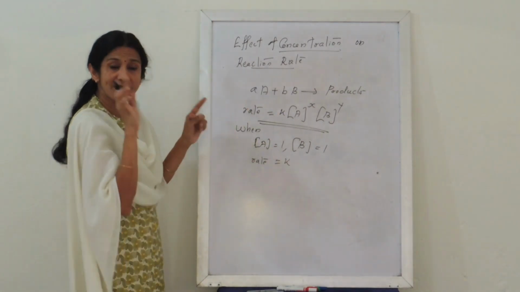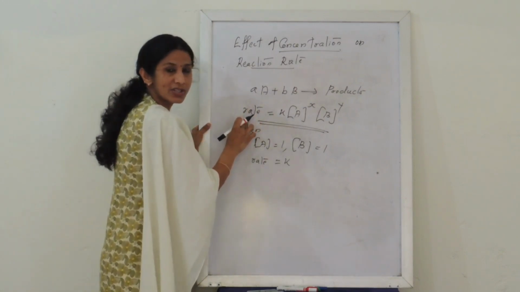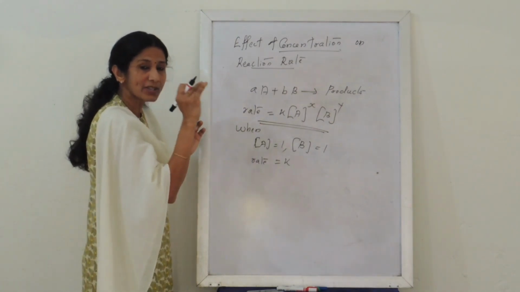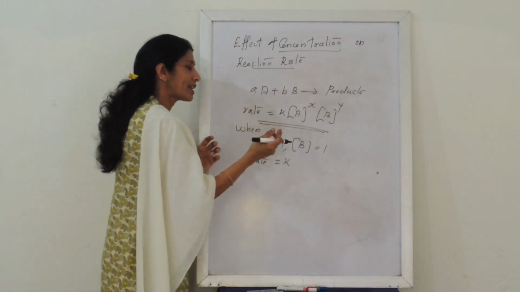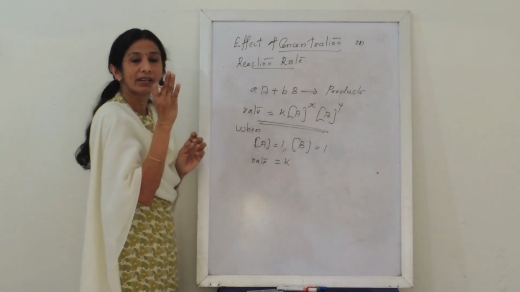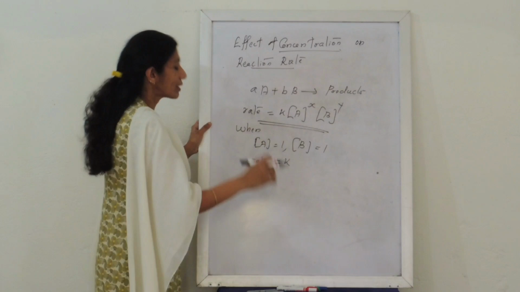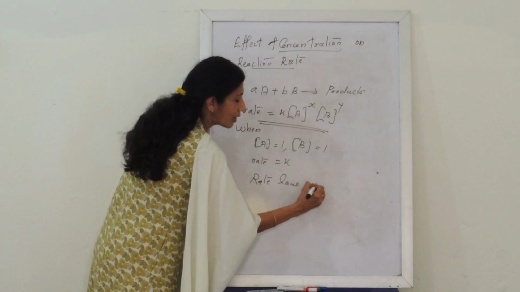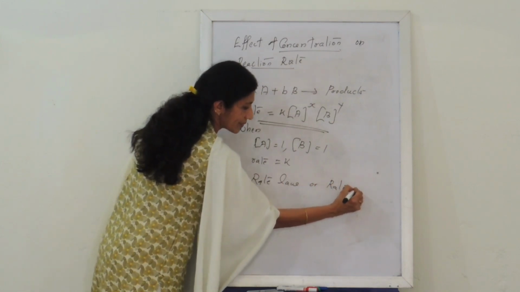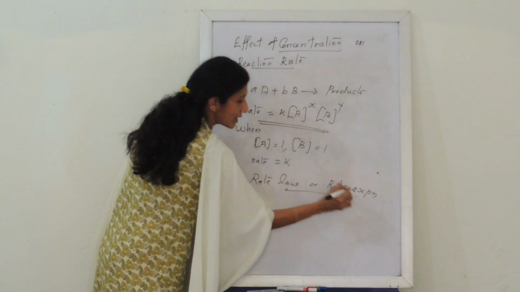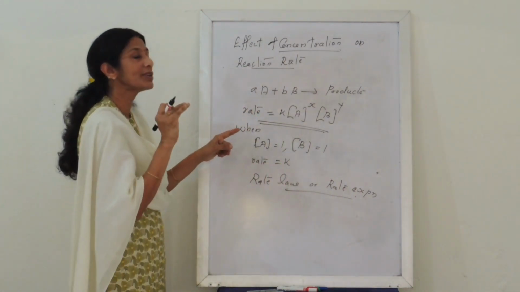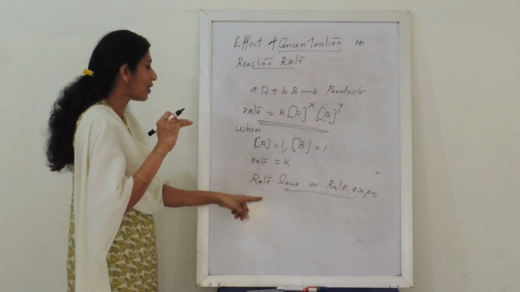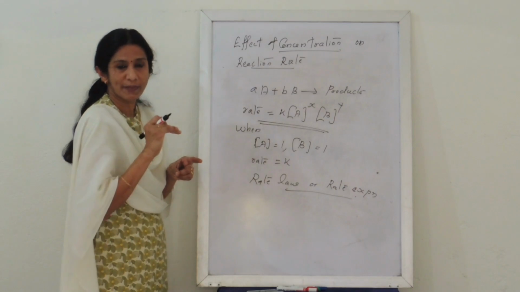Here there is a relationship between the rate of a reaction and the concentration of the reactant. The actual relationship between the rate of a reaction and the concentration of the reactants is called rate law or rate law expression. That is the relationship between the rate of a reaction and the concentration of the reactants. That is called rate law or rate expression.